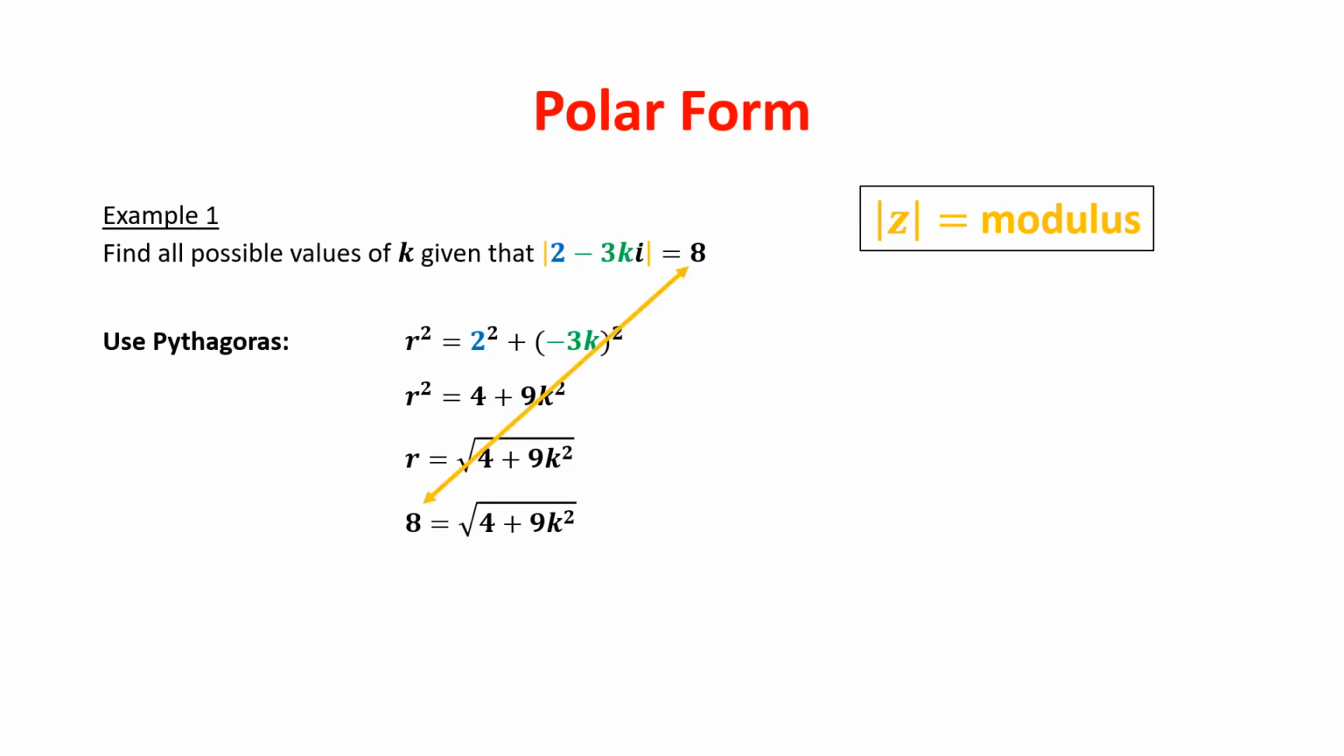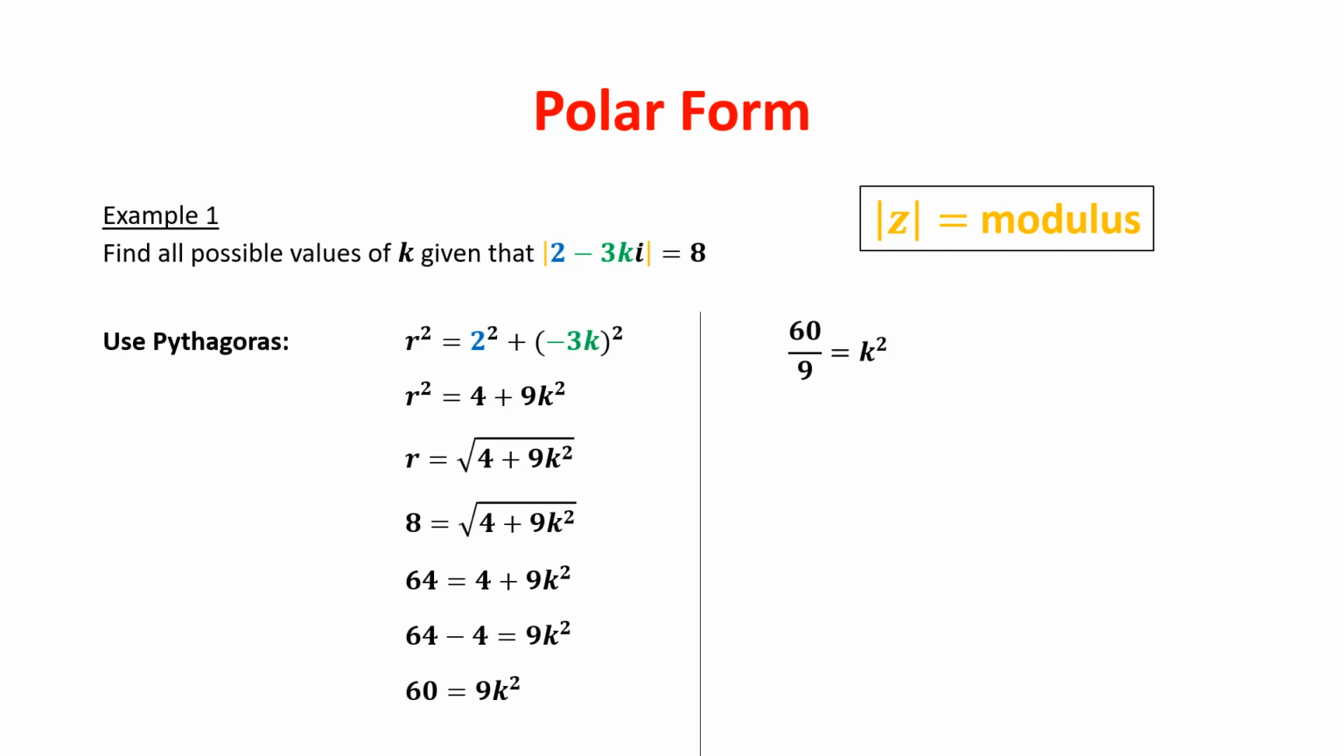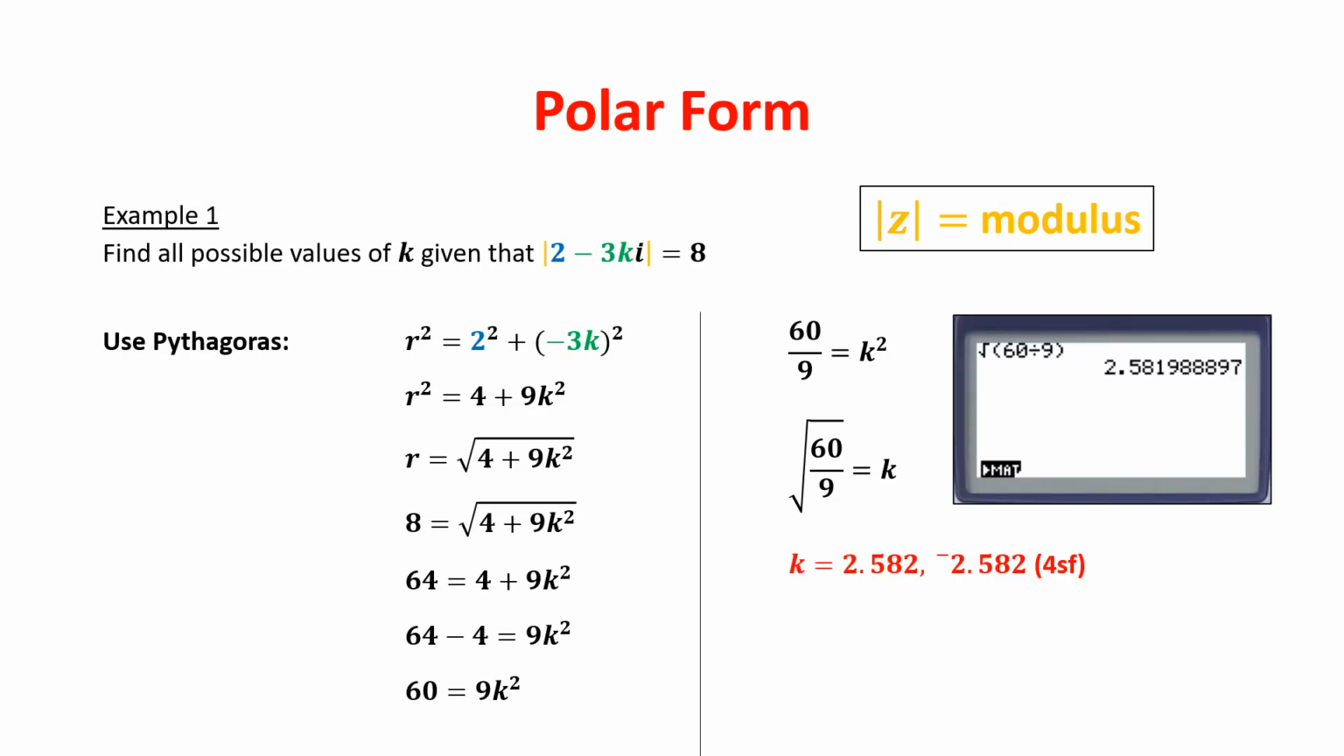Now we were told the modulus is 8, so let's put the statement equal to 8. Let's now square both sides, subtract 4 off both sides, and then divide everything by 9 to get k squared is equal to 60 over 9, and k we can get by square rooting 60 over 9. Now remember, when we square root numbers, we end up with two solutions. So the first solution is 2.582, and our second solution is minus 2.582, which I've rounded both to 4 significant figures. There's two possible values of k which make this statement correct.